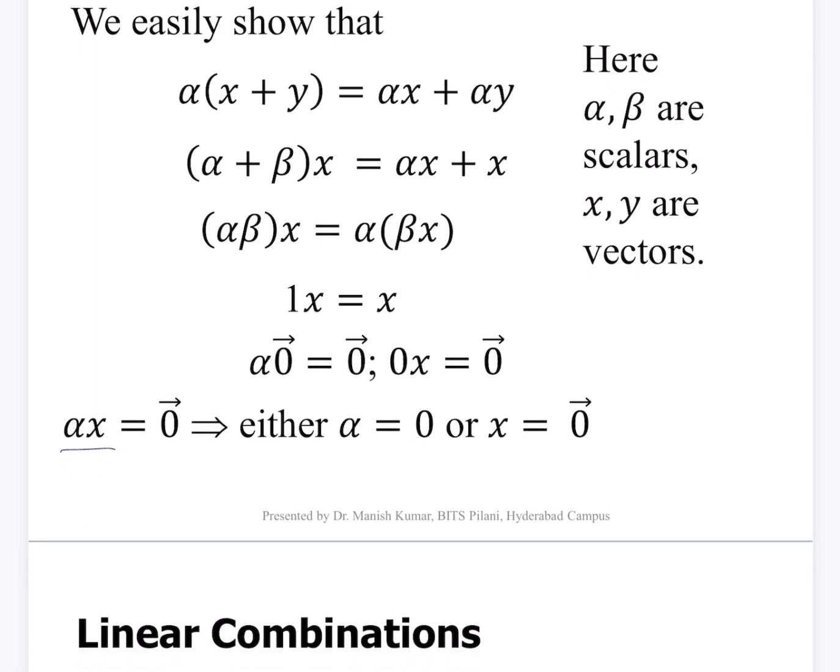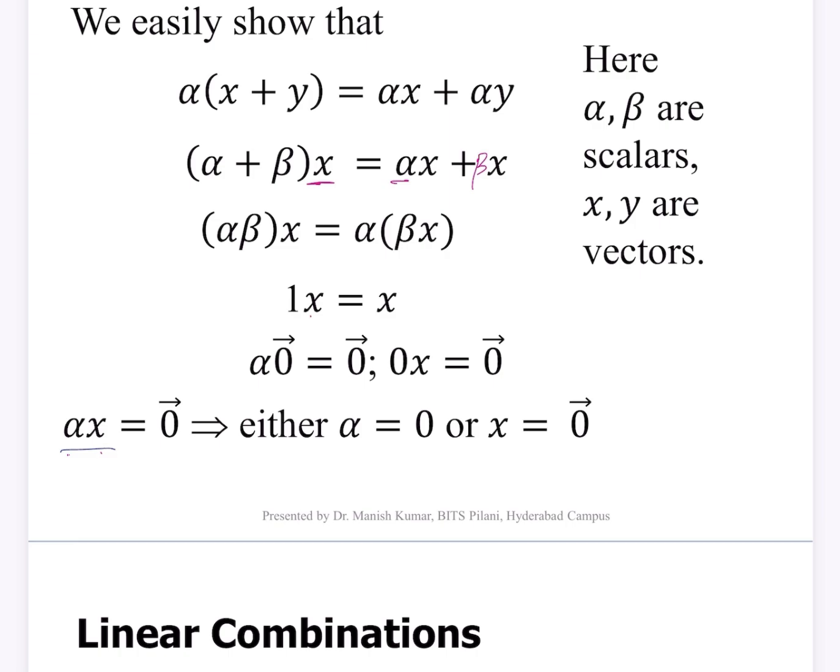Now we can see some properties easily. Alpha times (x plus y) equals alpha x plus alpha y. (Alpha plus beta) times x is equal to alpha x plus beta x, right? And alpha beta x equals alpha times (beta x). 1 times x equals x. Alpha times the 0 vector is 0. Scalar 0 times x equals the 0 vector, because each component gets multiplied by 0, so it produces a 0 vector.